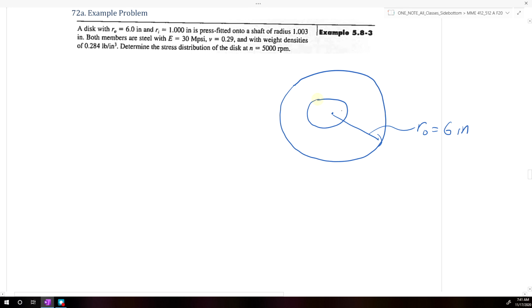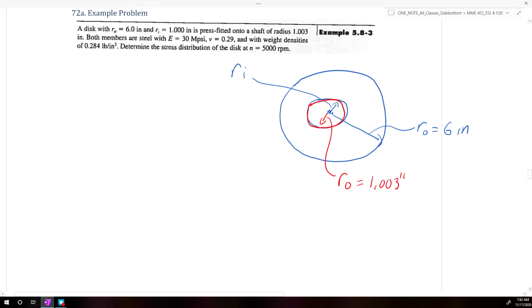So in this example problem, we have a disk that has an outer radius of 6 inches, and then we have an inner radius of 1 inch, and inside that disk we have a shaft that has an outer radius equal to 1.003 inches.